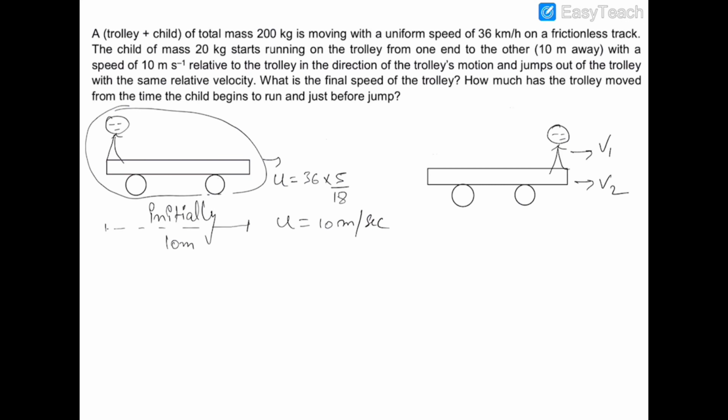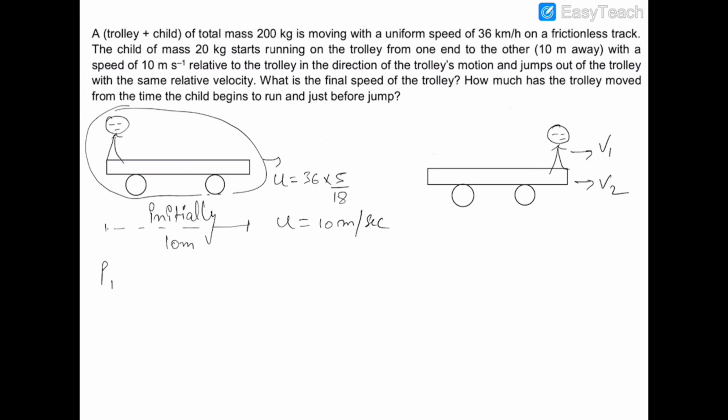Now we have to find out the final speed of the trolley and how much distance the trolley has moved in the time when the child begins to run, till the time when he just jumps out of the trolley. Okay, so initially I have drawn the diagram that child is standing on this left hand, and the length of the trolley is 10 meters. The system is moving with 36 into 5 by 18, which is 10 meters per second. You must know how you can convert kilometer per hour into meters per second.